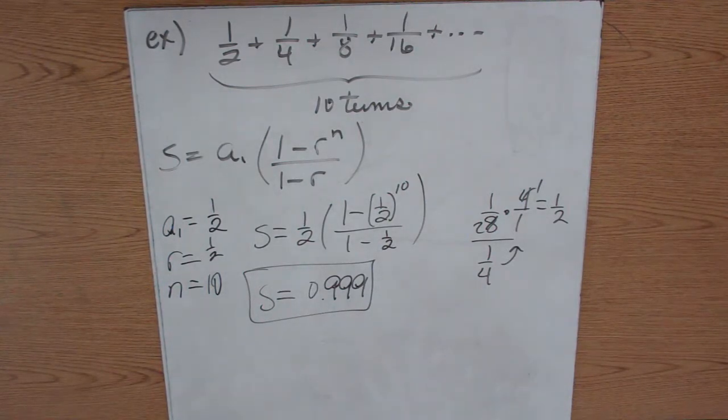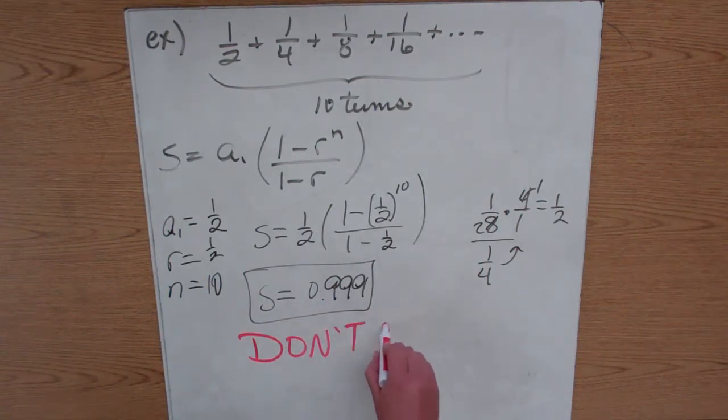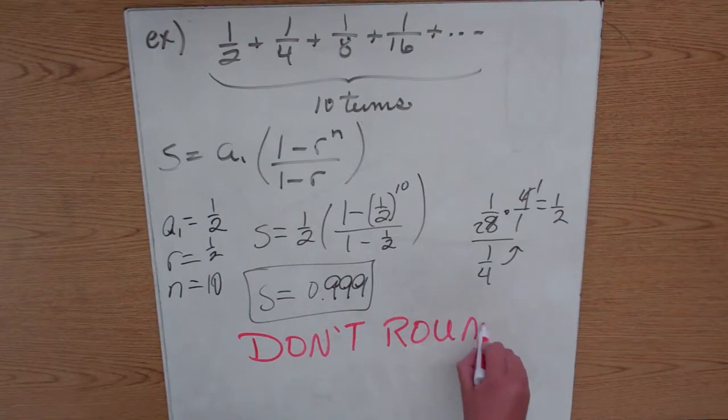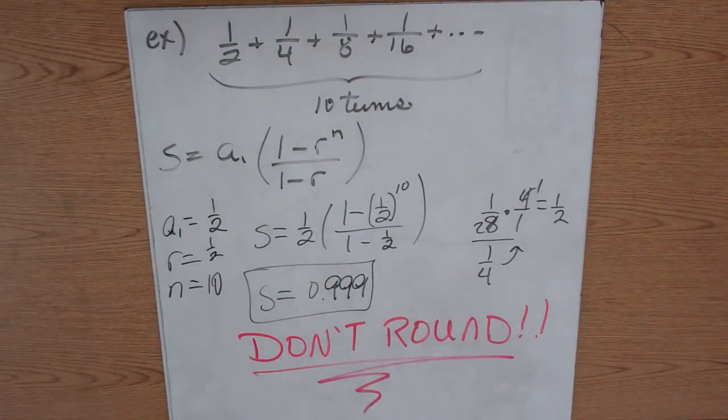Now, our sum is 0.999. You might be tempted to round this to 1 because it is so close to 1. But don't round your answer. All right? Do not round it. Leave it as 0.999. Do not round it. Okay? So this is how you find the sum of a finite geometric series.